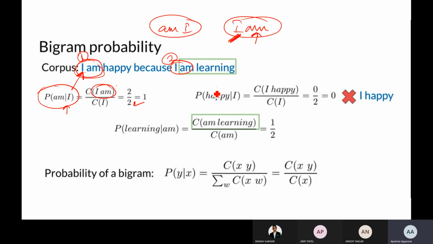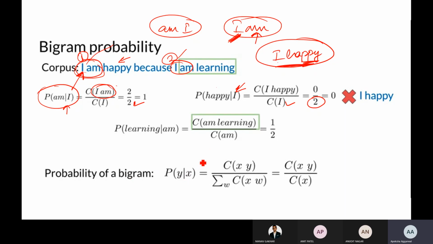Again, take happy and I. What are the chances of occurrence of happy given I is already there? So we want to calculate the probability of occurrence of I happy. Now I has appeared twice, so the count of I is 2. What is the count of I happy together? It's not there, so the count is 0. So this is how we calculate the probability of a bigram.